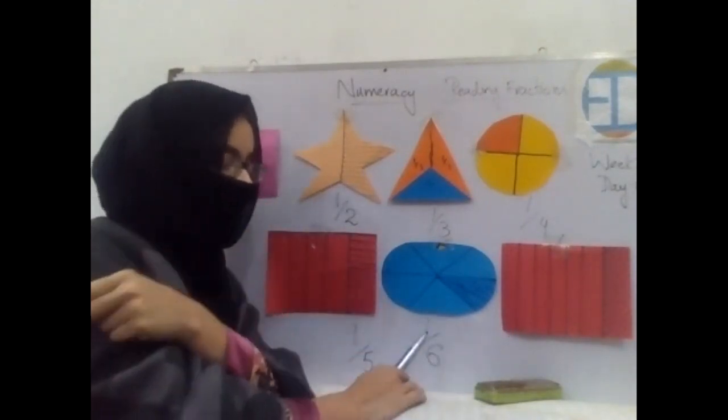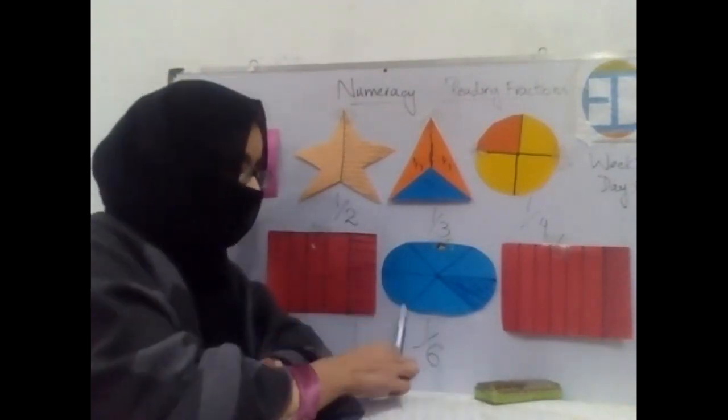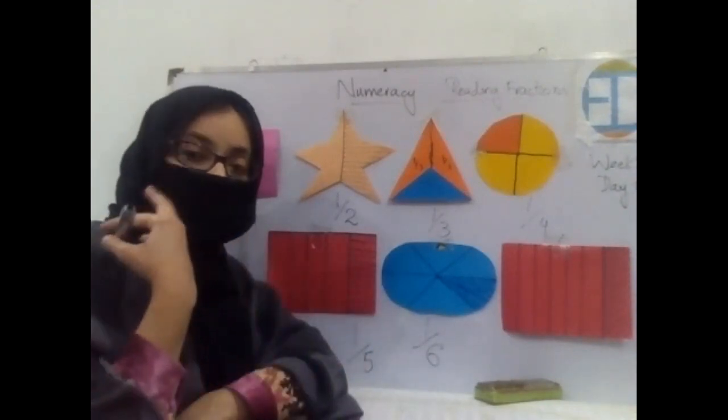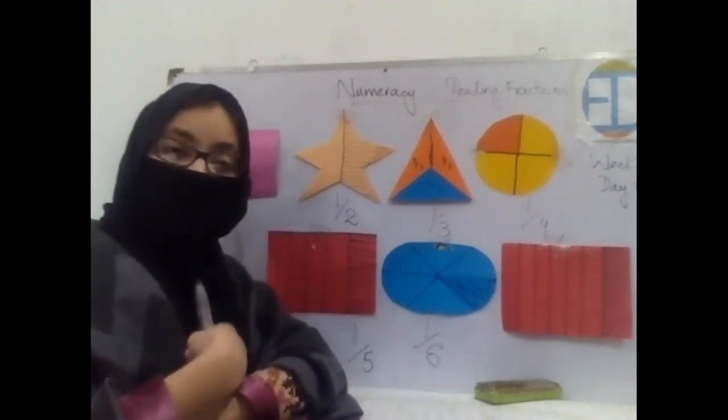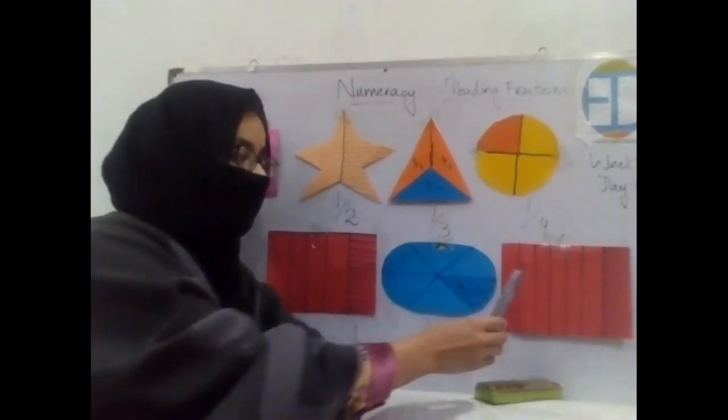What is the ordinal number name for number 6? Sixth. So we will call it 1 sixth, right? And the other names can be 1 over 6, 1 by 6, and 1 upon 6. Got it? Look at this one.